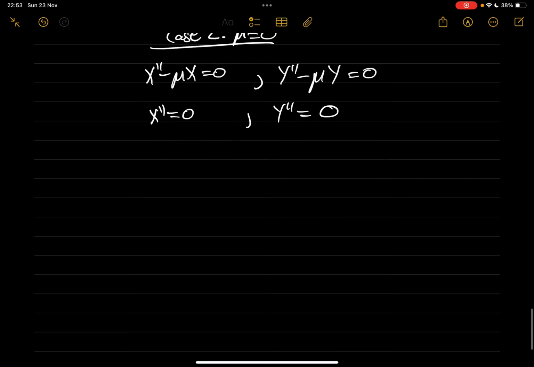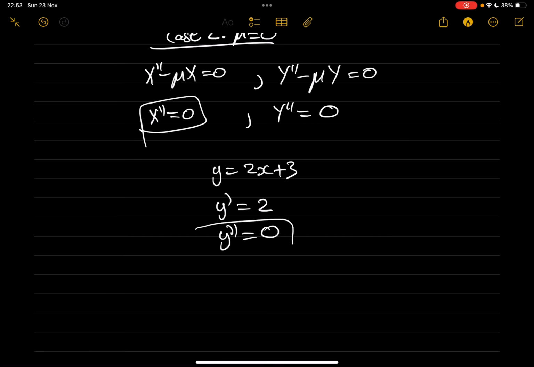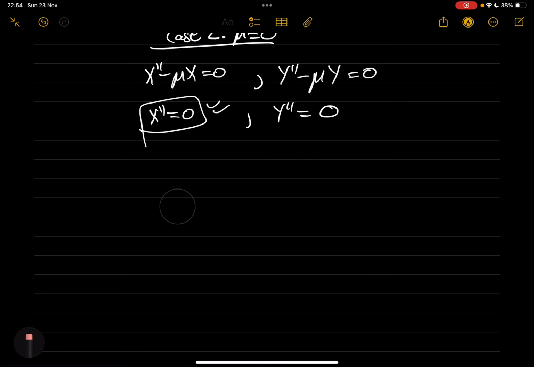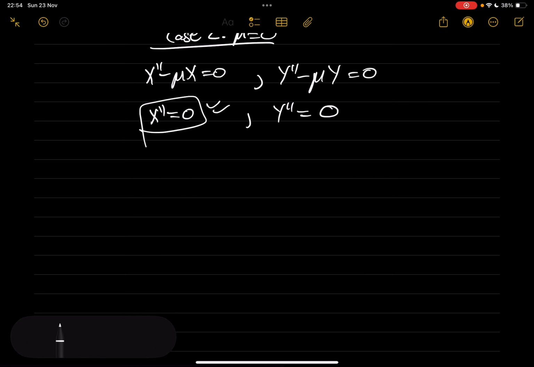What am I talking about? If you have y is equal to 2x plus 3, y prime is going to be 2, and y double prime is going to be 0. So we are at this state now. If we integrate this twice, we are going to get a linear expression. That's the kind of intuitive thought that we're going to use here to find the value of x and y in our case.